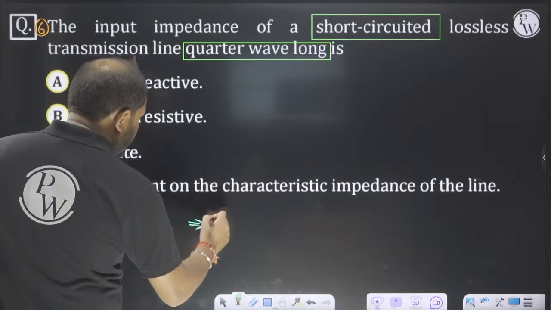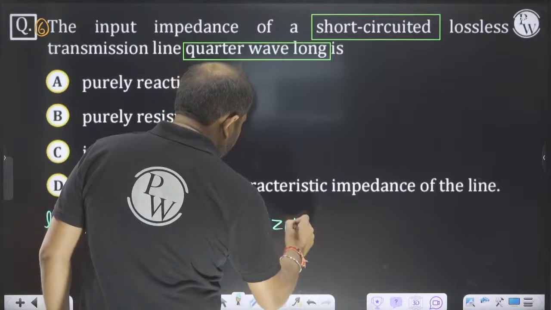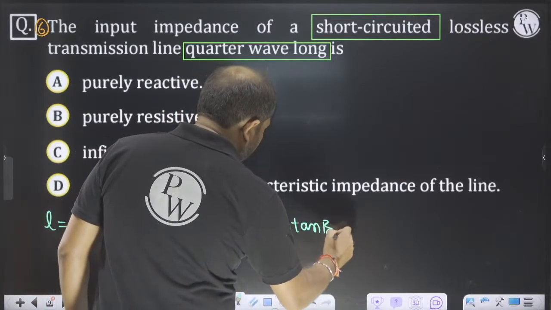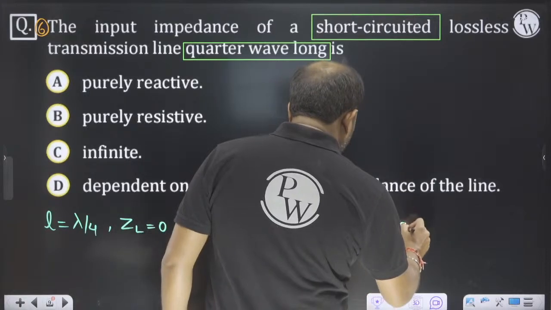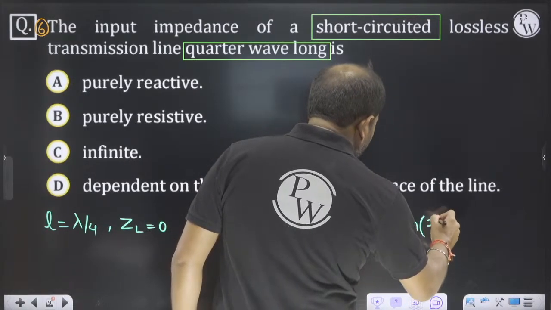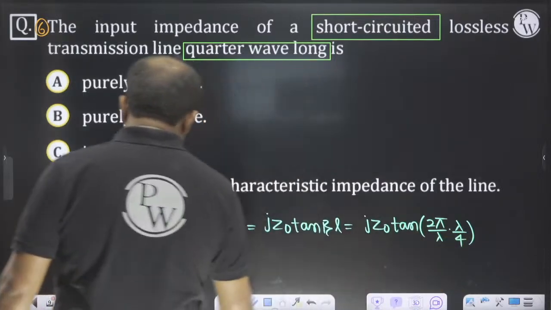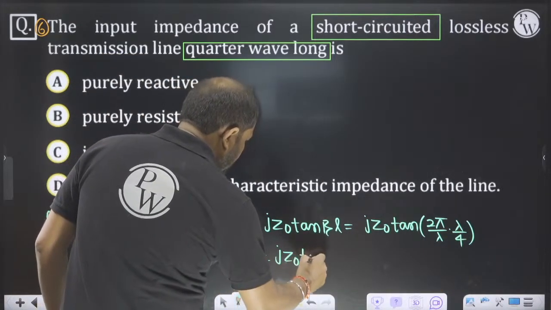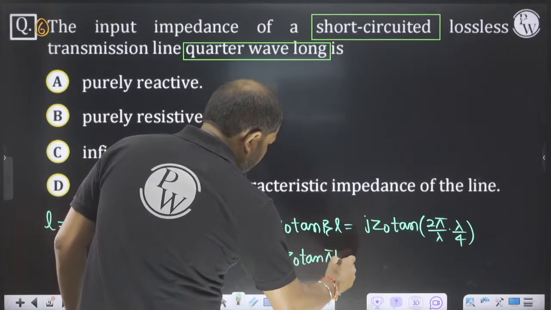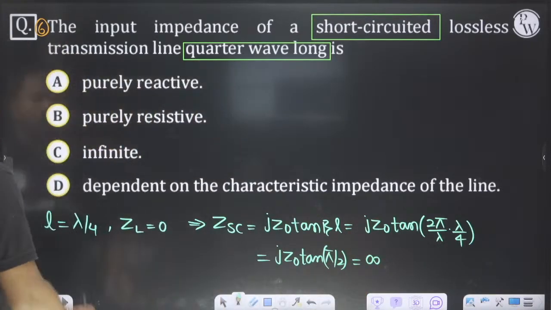So for that, Z_SC is equal to jZ0 tan beta L. Z0 is not given, so I will put beta L. Beta L is 2 pi by lambda into lambda by 4, that means pi by 2, and we know that tan pi by 2 is infinite, so our answer will be infinite. So it will be an infinite open circuit.